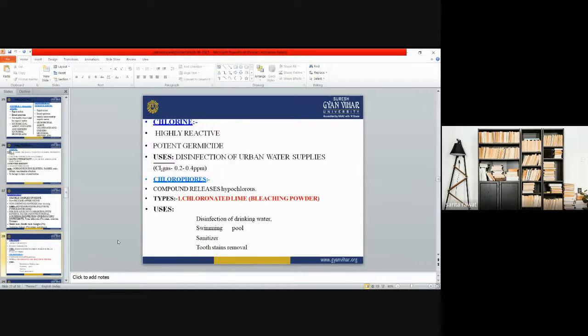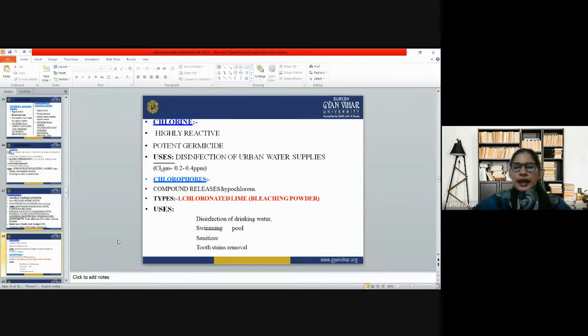Now, next we have chlorine. Chlorine is a highly reactive, potent germicide, which is used in disinfection of urban water supplies, for example Cl2 gas at 0.2 to 0.4 ppm. Now, chlorophores. Chlorophore compounds release hypochlorous acid.